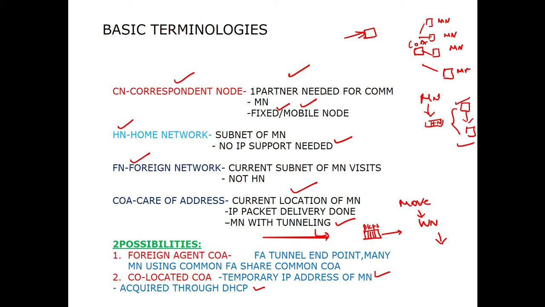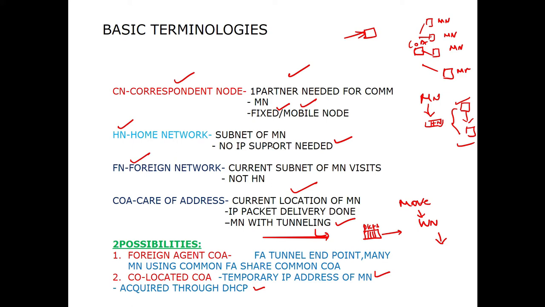Here one partner is needed for the communication. At least one partner has to be there, and this works with respect to the mobile network. The node can be either a fixed node or a mobile node. This is the requirement for the correspondent node. And the home network is the subnet of the mobile network. So from the mobile network, we have the subnet which is said to be the home network.